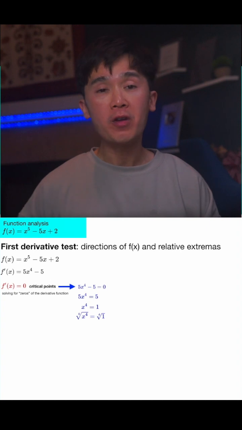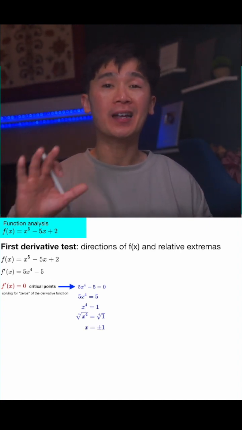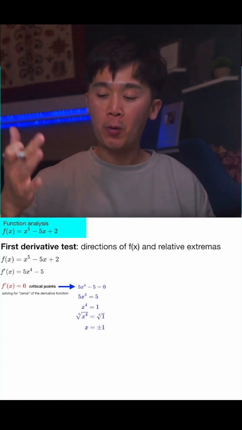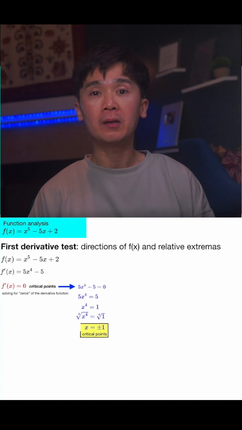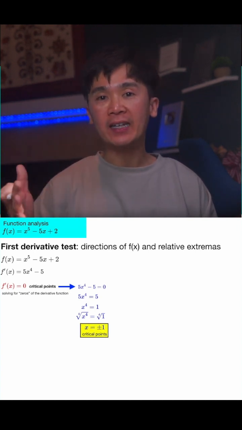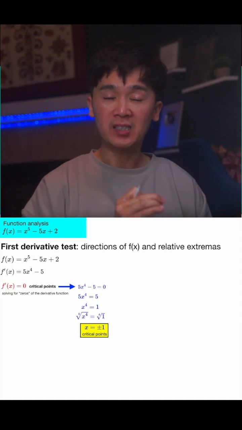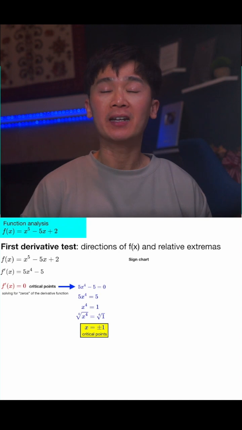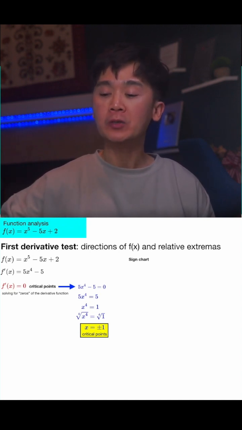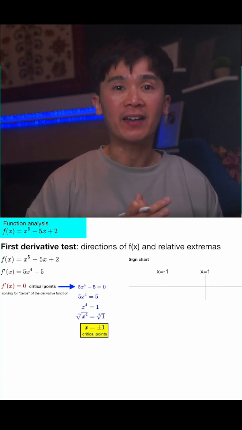And by taking the fourth root of both sides, x is equal to positive and negative 1, which is an important value in our analysis, because these will be our critical points where we can see when the slope of the function is positive or negative. So we're going to be using our sign chart, and a sign chart is what we use to manually see the direction of our slope without seeing its graph.